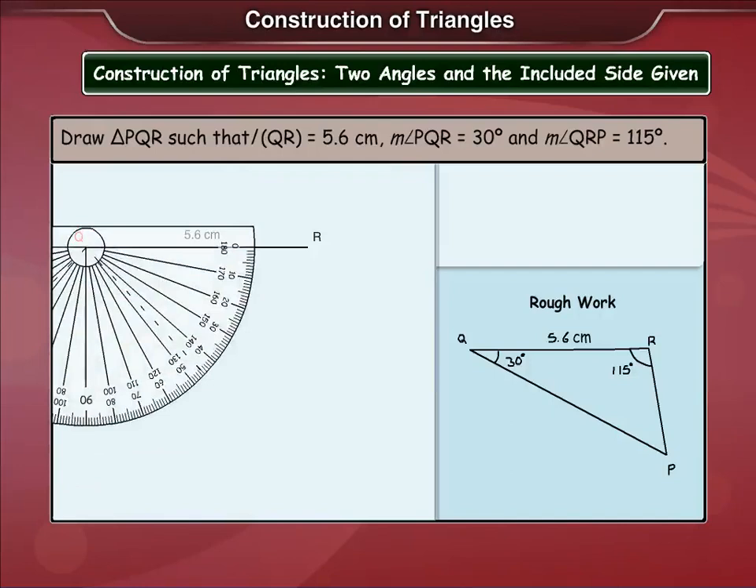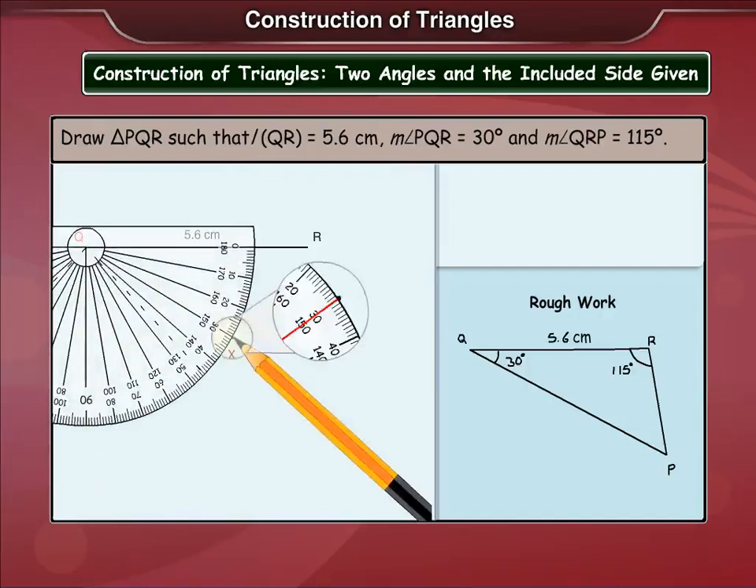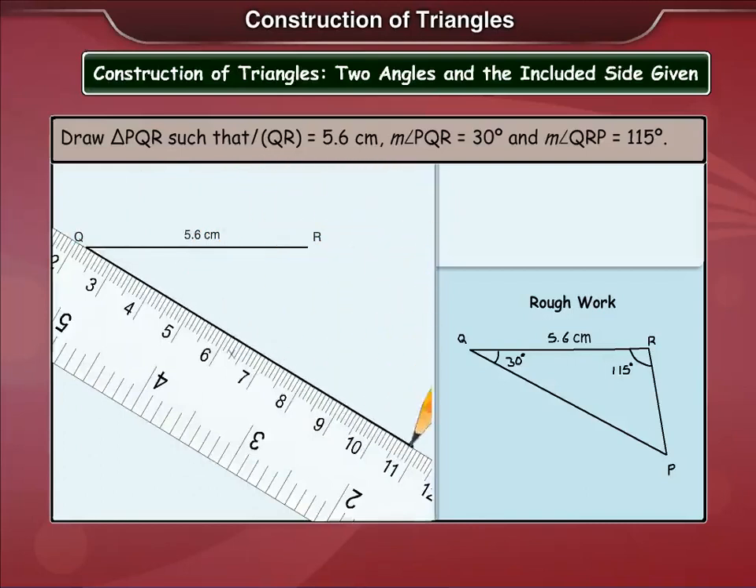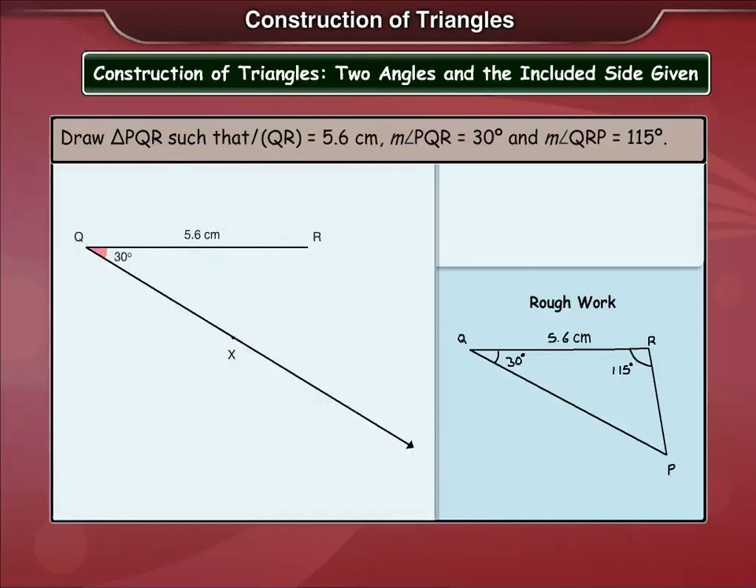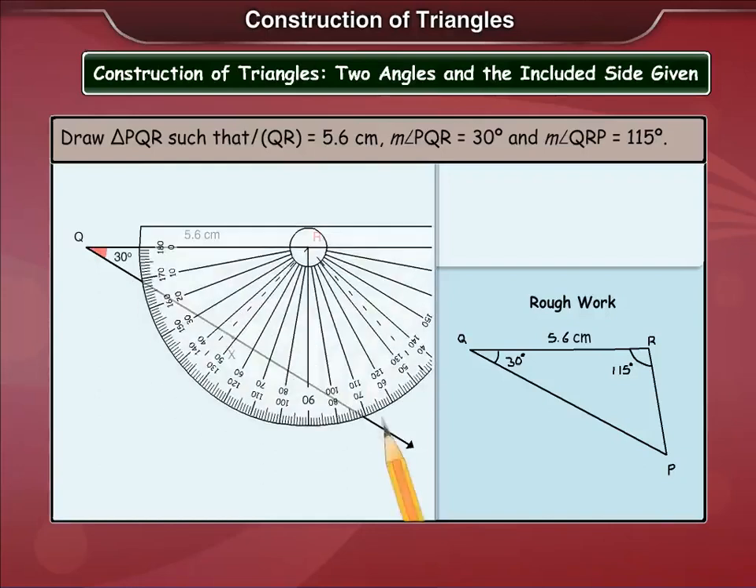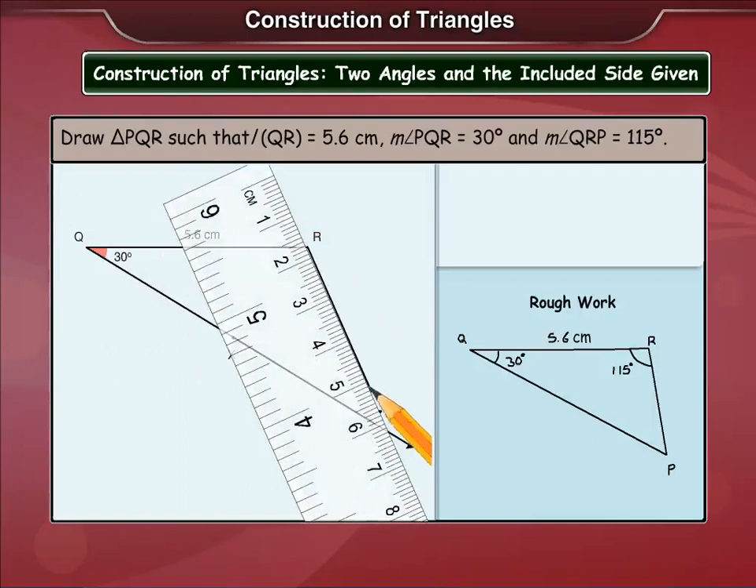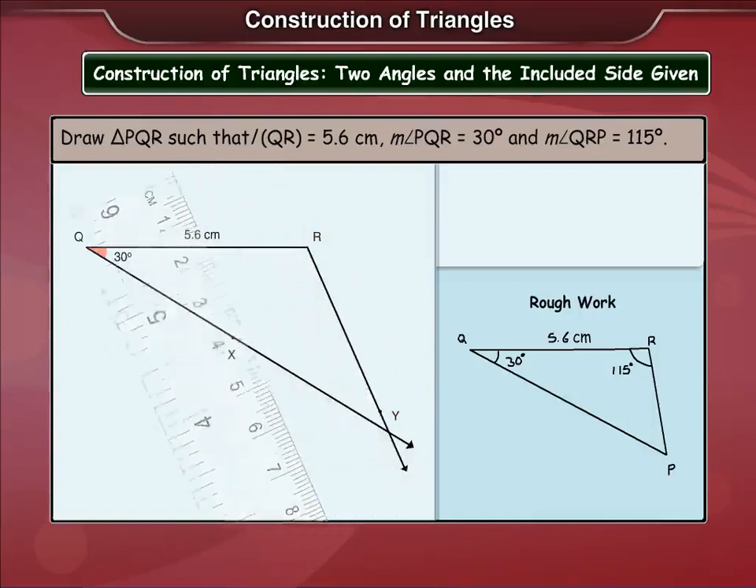In triangle ABC, the length of side BC is 6 centimeters. The measure of angle ABC is 60 degrees. And angle BCA is 60 degrees. Let's start constructing the triangle. Using a scale, draw segment BC of length 6 centimeters.